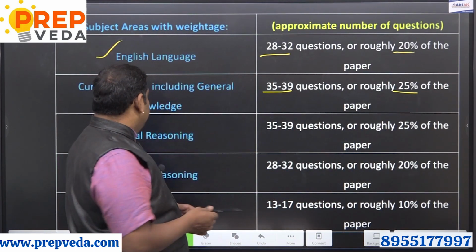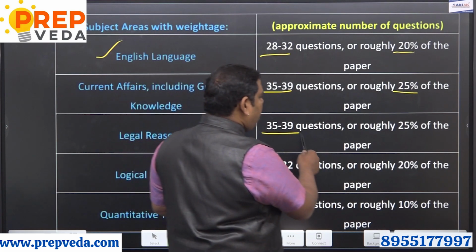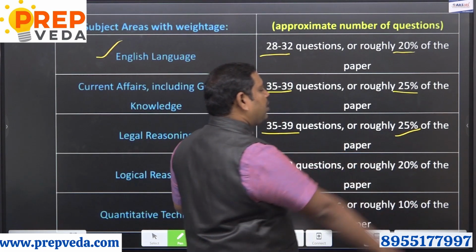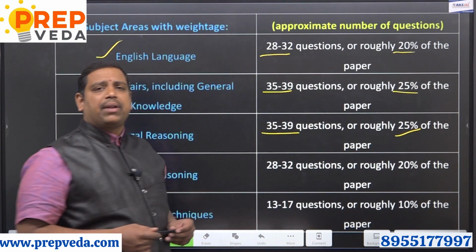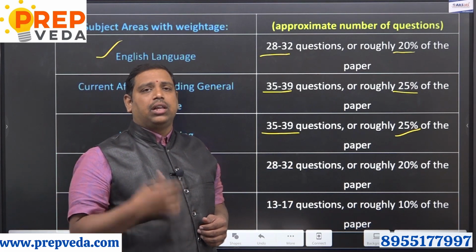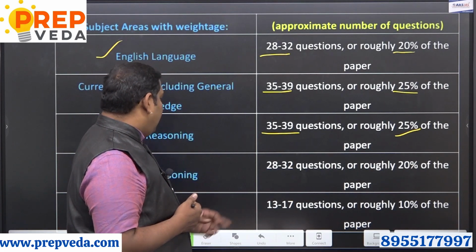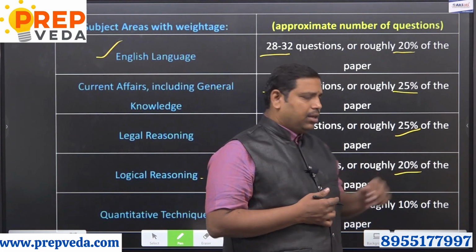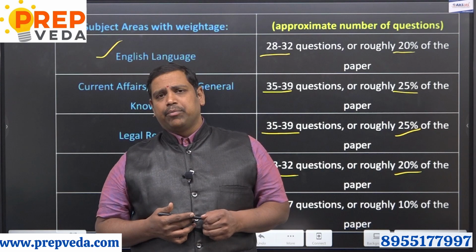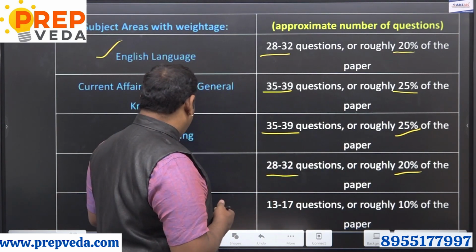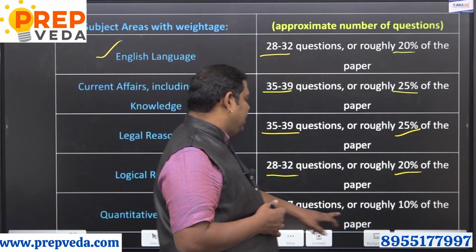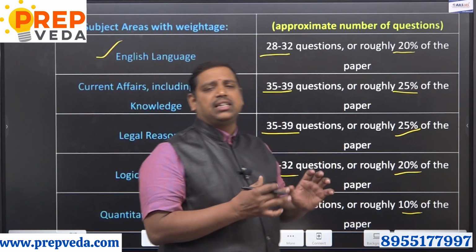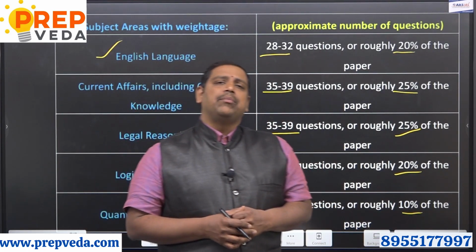Next point, legal reasoning also has the same number of questions, 35 to 39. So again 25% of the paper consists of legal reasoning. And logical reasoning 28 to 32 marks, another 20% from logical reasoning. And coming to quantitative techniques, 13 to 17. That means just 10% of the weightage. This is the total weightage of your examination.